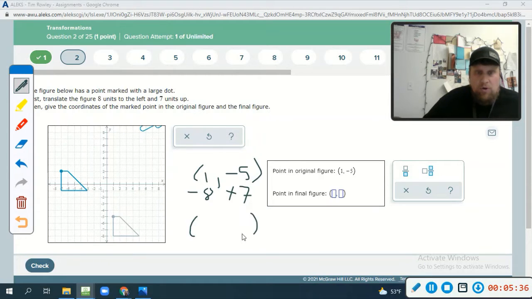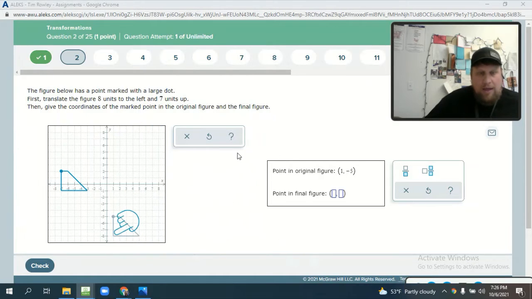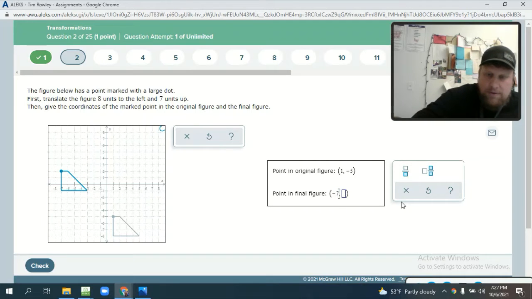And let's see what our new coordinate is. Well, 1 minus 8 is negative 7, and negative 5 plus 7 is 2. Boom. Our new point is negative 7, 2. Let's go ahead and type that in. We're going to have negative 7, 2, and as always, check our answer.